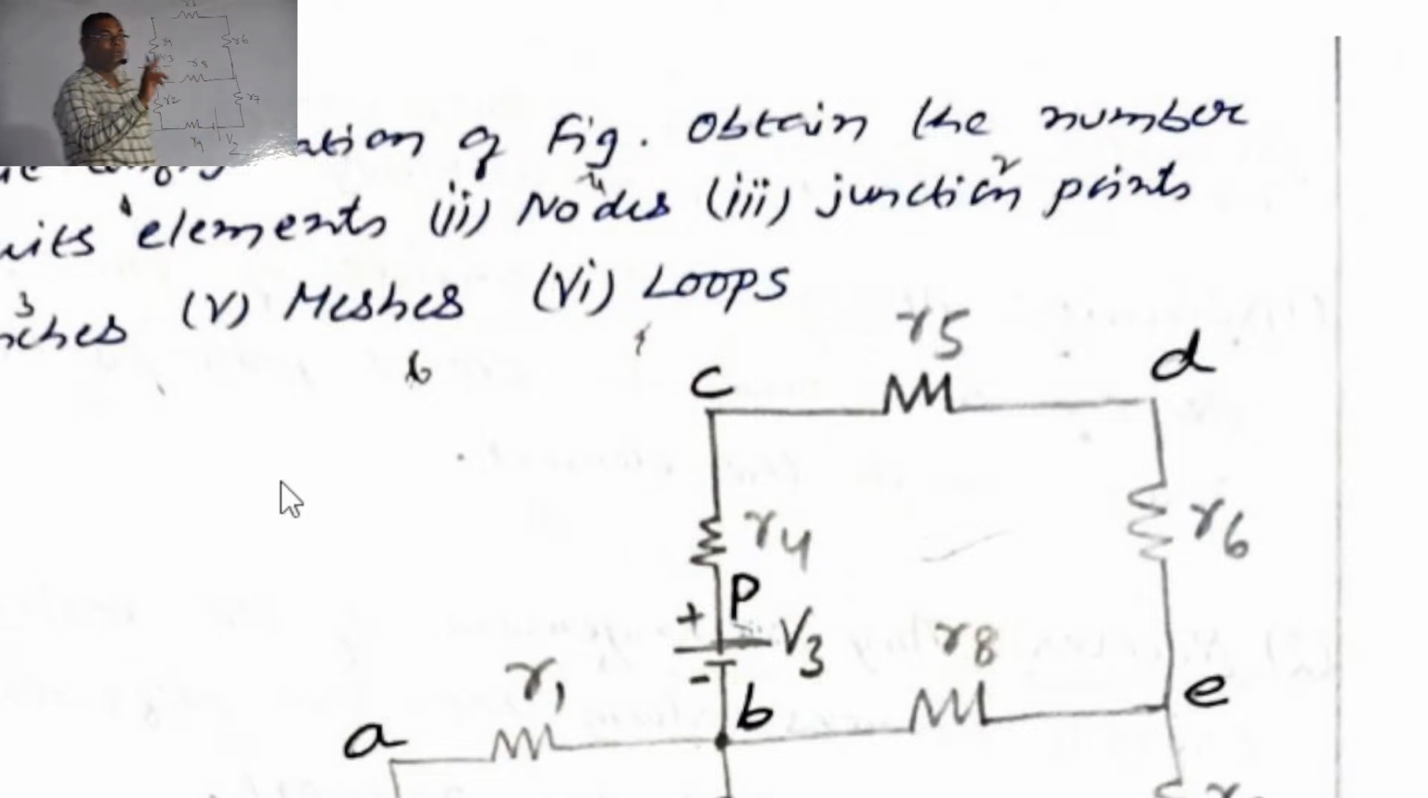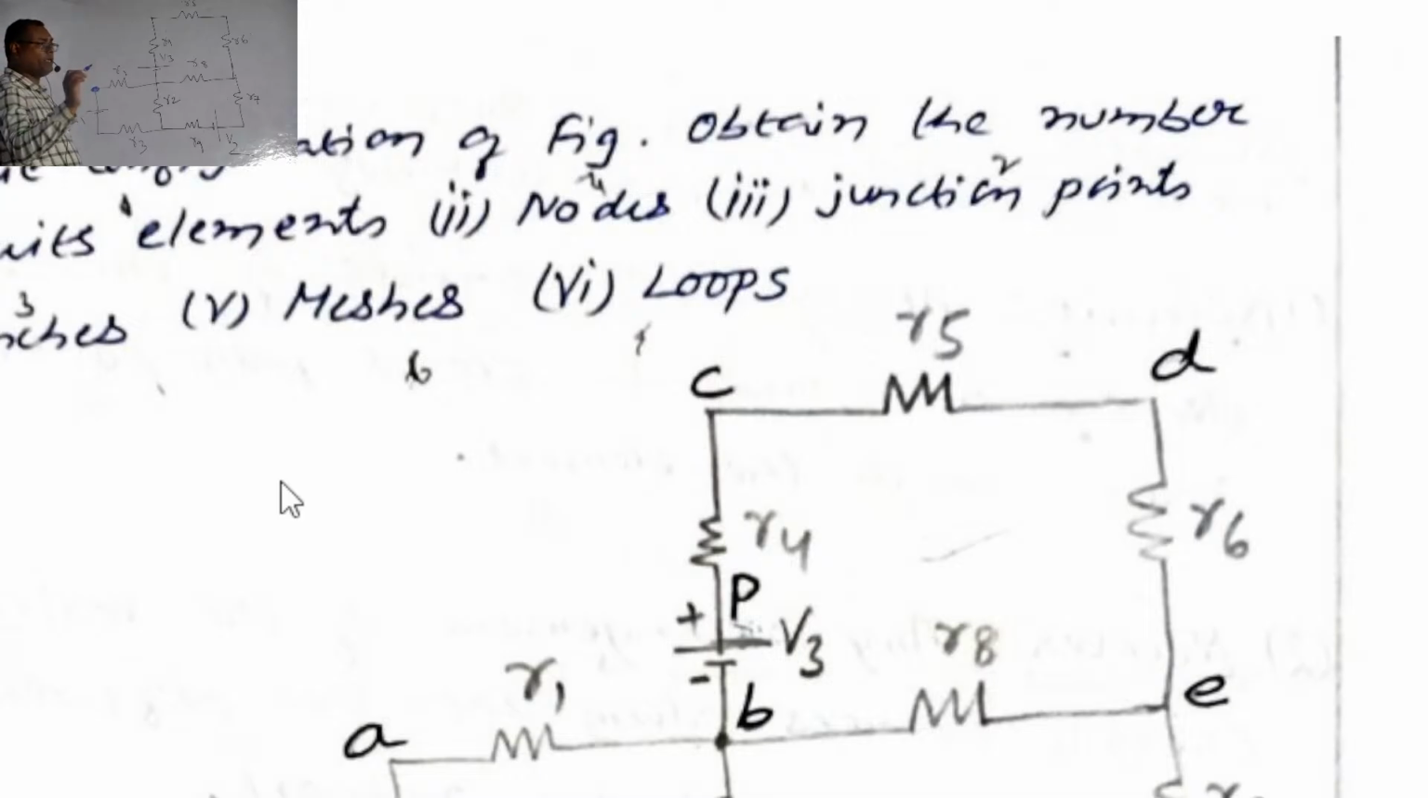R1, V1. How many nodes are there? 10. We'll check the 10 nodes. Can I join R1 and V1? A node needs a minimum of 2 elements. Give the name, as you wish.